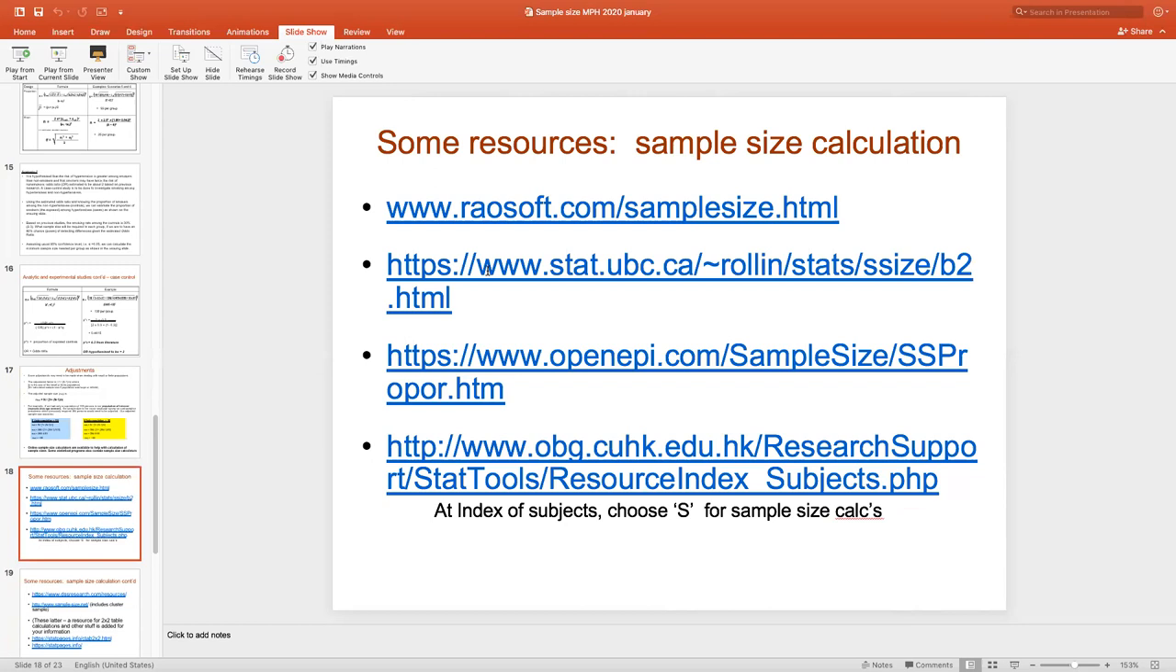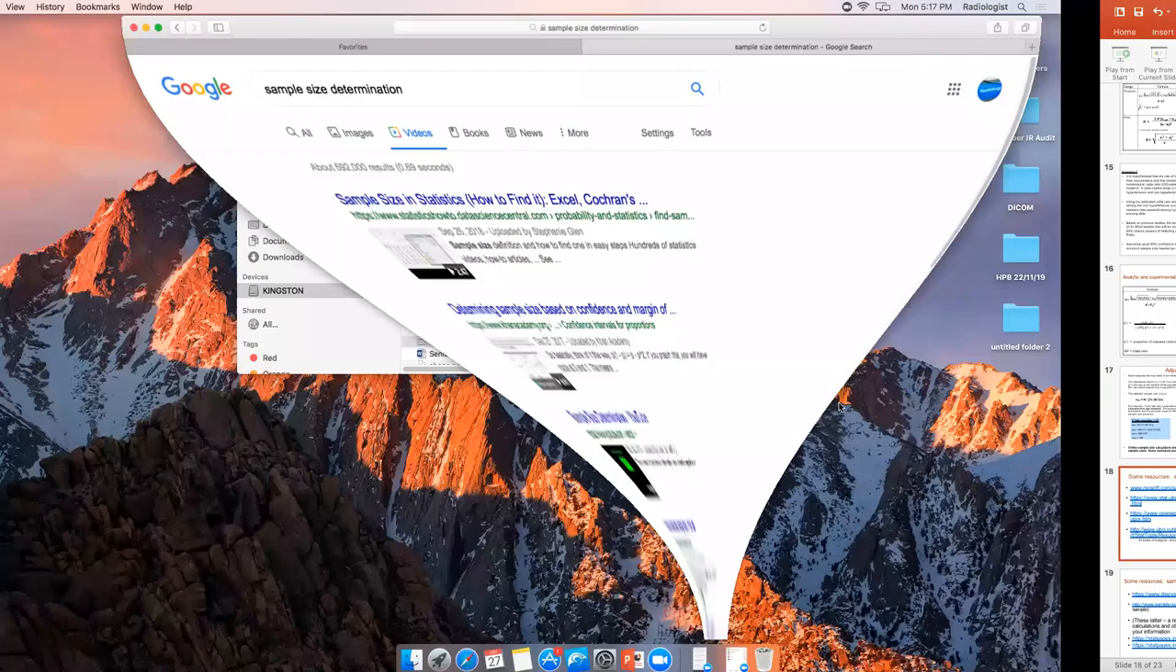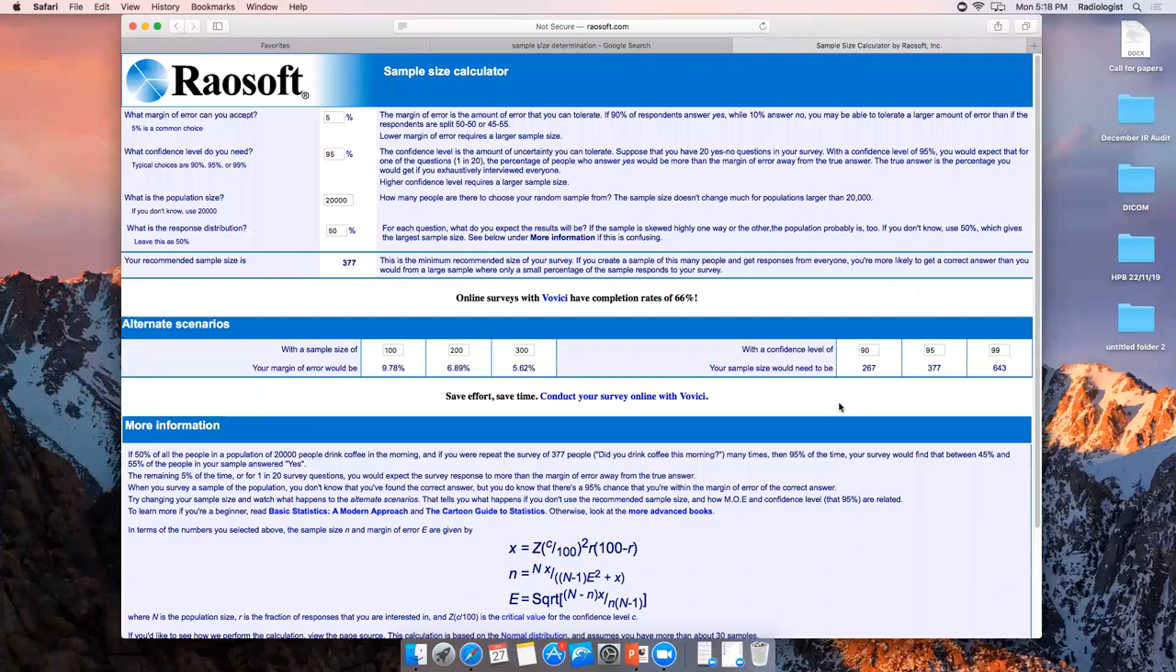One such site is this one. This is a common site, and I must take credit for having introduced it, but everybody uses it. You notice this formula here that they give you? This is the fancy formula that I gave you. N equals that. They're just telling you the formula they are using.